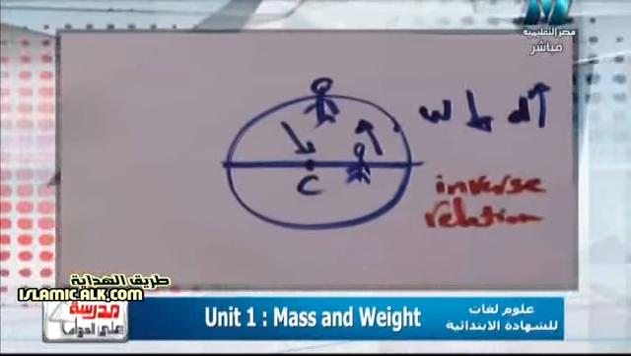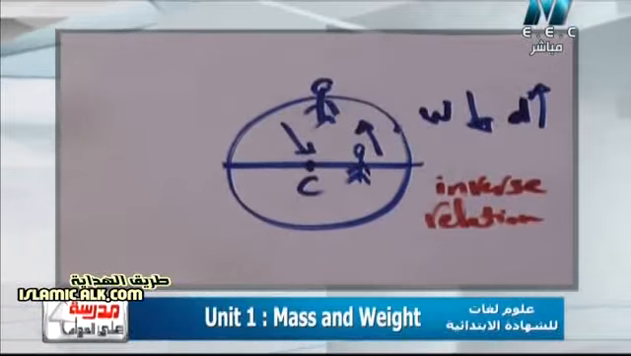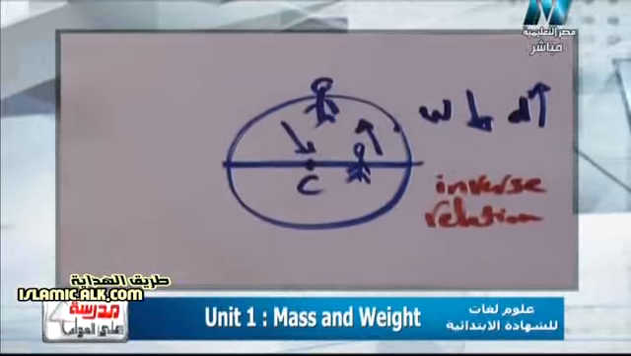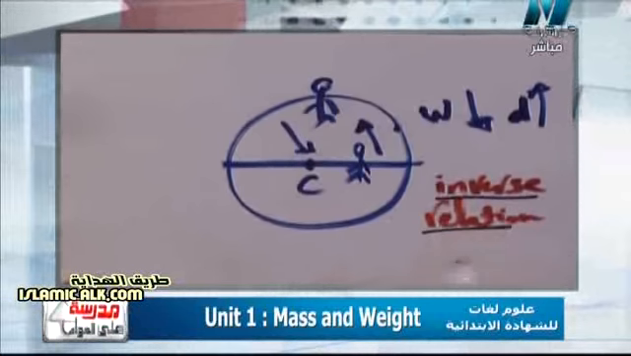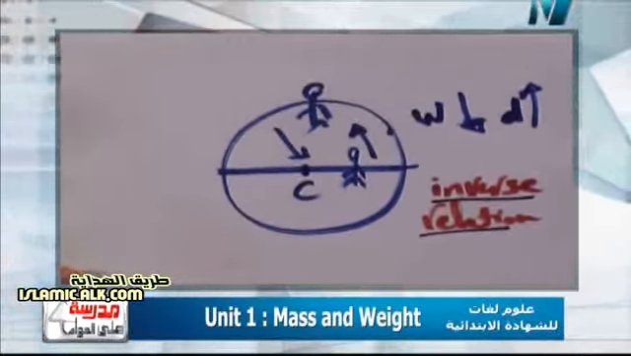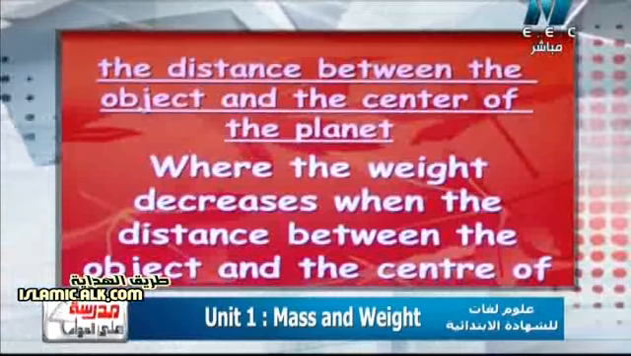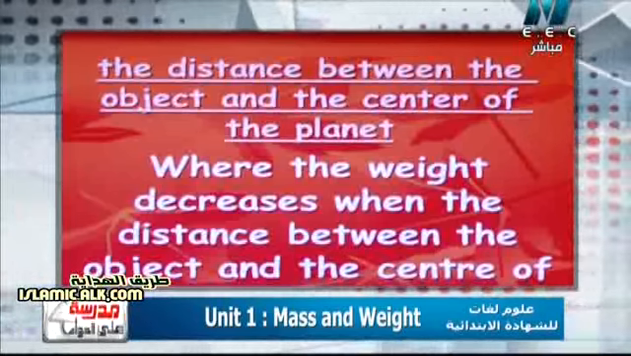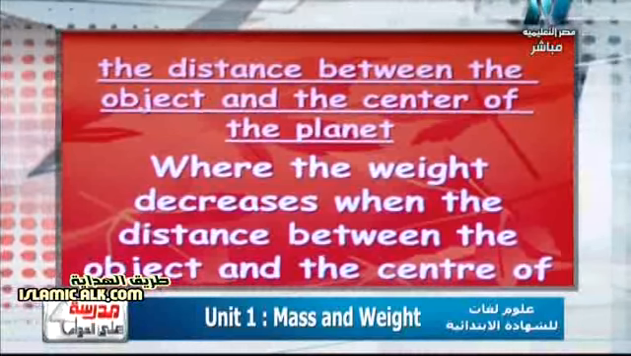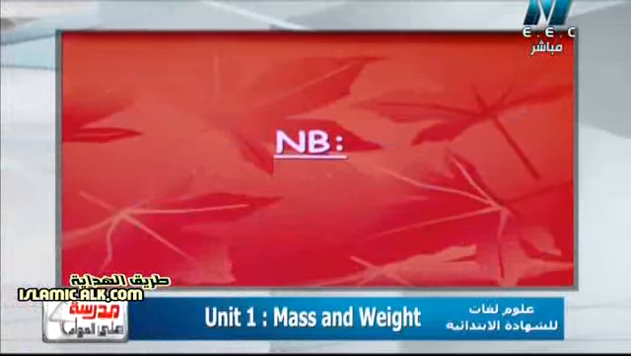So again, when the distance increases, meaning the farther I go from the center of the planet, the weight decreases. Whenever the distance increases, the weight decreases. So the relation is what? Inverse relation. So let me explain this again. The weight decreases when the distance between the object and the center of the planet increases. So nota bene, an important note.